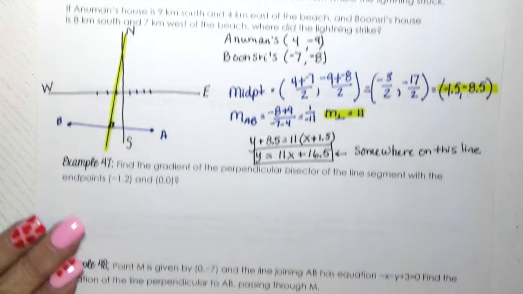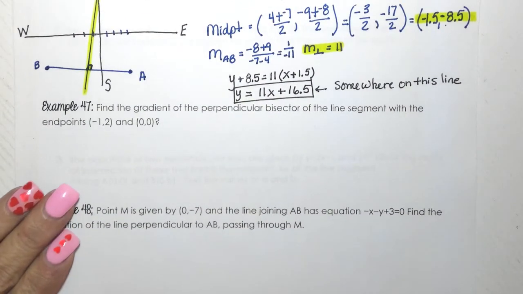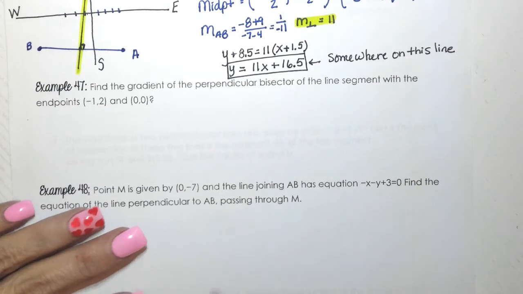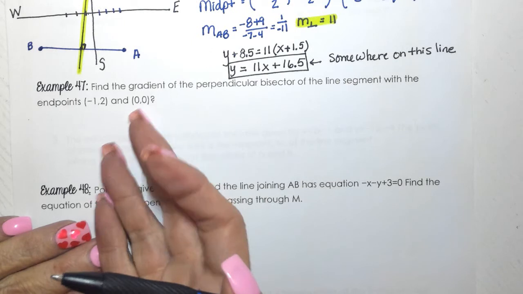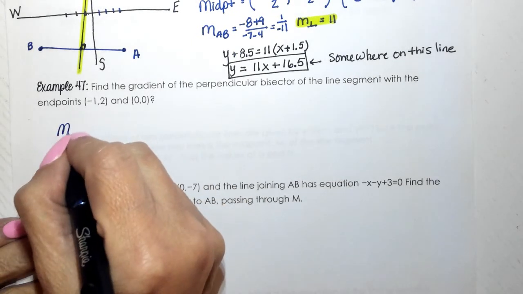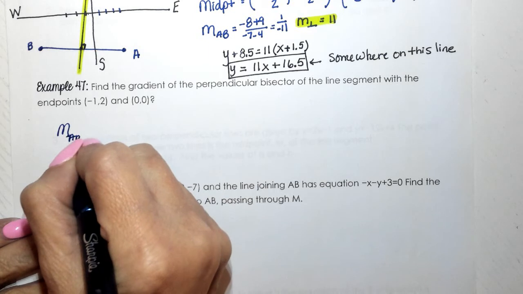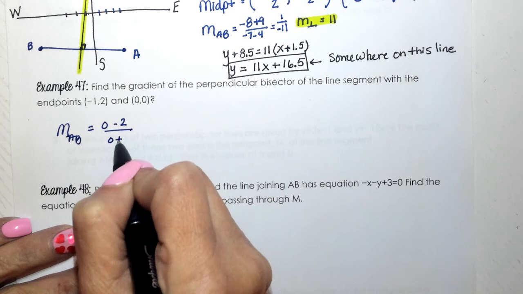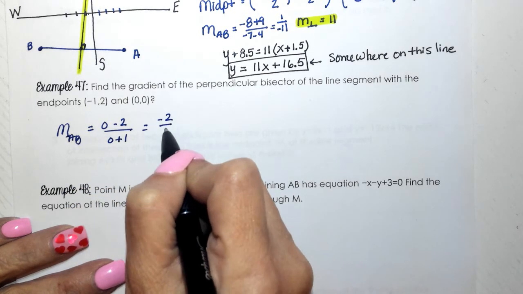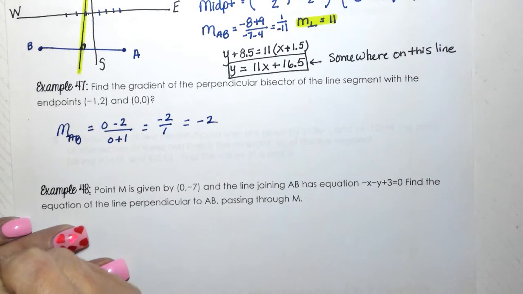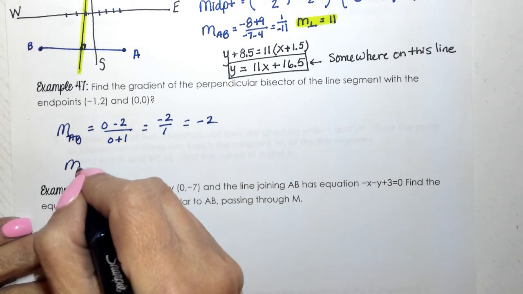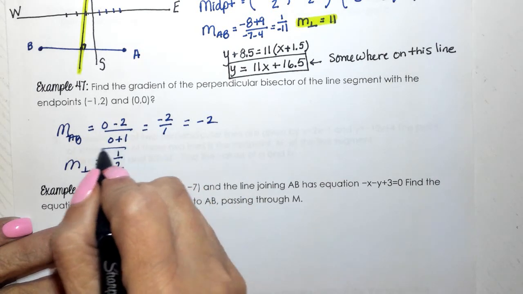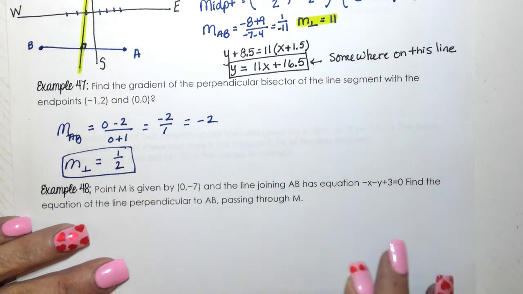All right, look at number 47. Find the gradient, that means slope, of the perpendicular bisector of a line segment with the endpoints. Okay, so again, you're just finding the slope of a line with these two endpoints. So I'm just going to say the slope of AB is these endpoints. So 0 minus 2 over 0 minus negative 1. Negative 2 over 1 is negative 2. The perpendicular slope, the slope perpendicular, let's flip it and switch it. So it would be 1/2. There's our perpendicular slope.